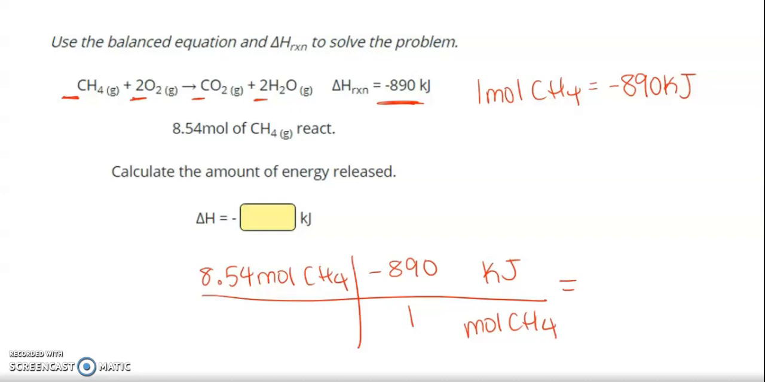Top times top, divide by bottom. So 8.54 times negative 890 divided by 1 equals. And the answer that we get is negative 7,600.6 kilojoules. And I'm going to round that to negative 7,601 kilojoules. So that's how much energy is released when this much CH4 reacts.